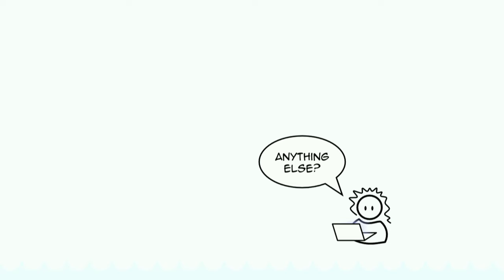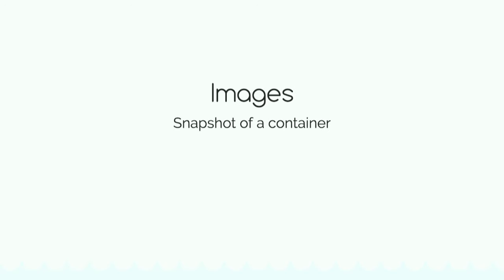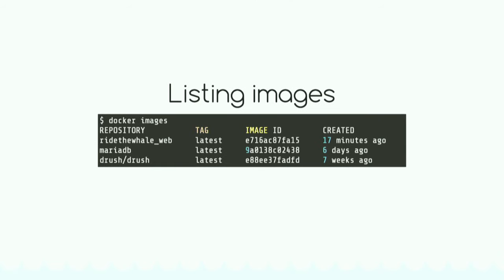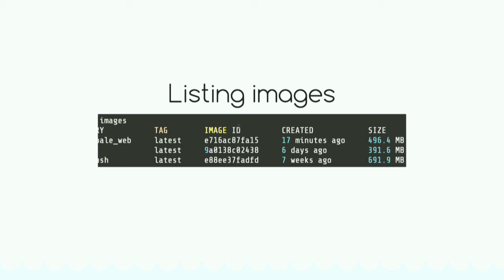All right, is there anything else? Well, we also have all those images that we downloaded from Docker Hub. There's tons of them. They're the snapshots of containers that we downloaded from Docker Hub or any images that we created using Docker Build or Docker Compose Build. We can list those images using the Docker images command, and we can actually see how big each one of these are. When we do that Docker images command, it actually gives us the size of those particular servers. You'll notice this is a lot smaller than the average Vagrant box.